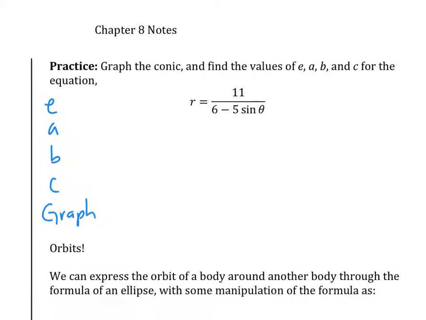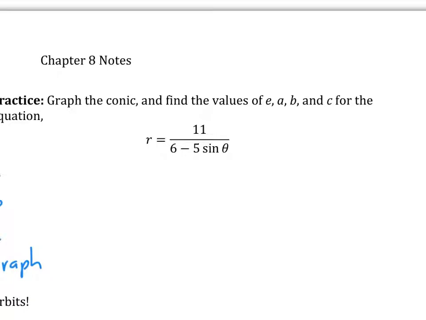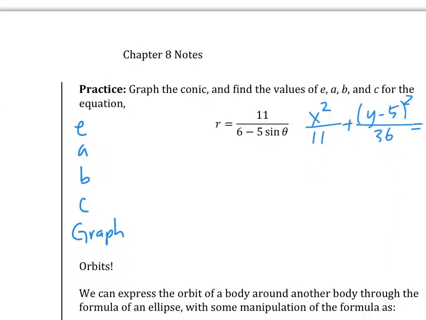If you completed the square and you changed it to standard form and all that, it's going to be x squared over 11 plus y minus 5 squared over 36 equals 1. And from here, you can find A, B, C. A is 6, B is square root 11, so C is going to be 5. E is C over A, so 5 over 6. And because it's less than 1, we know that this is an ellipse.